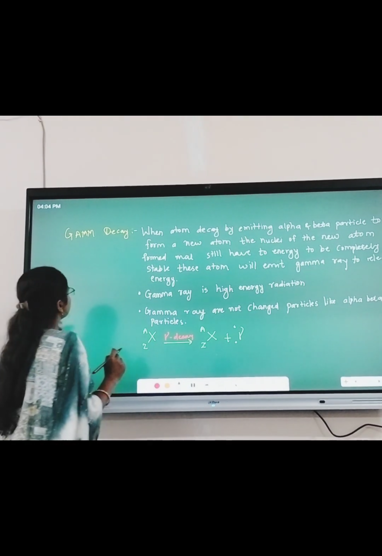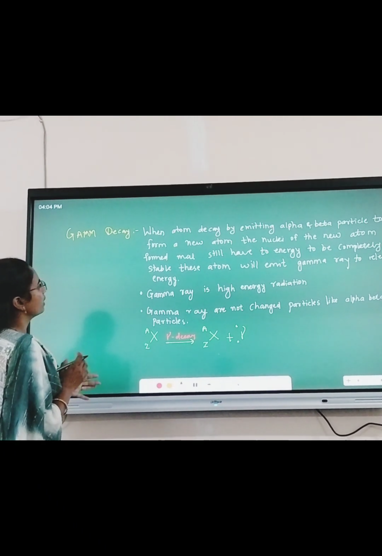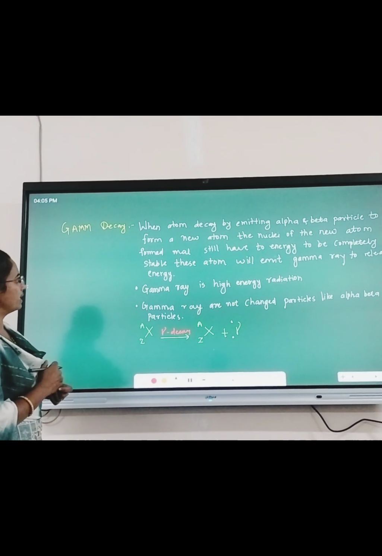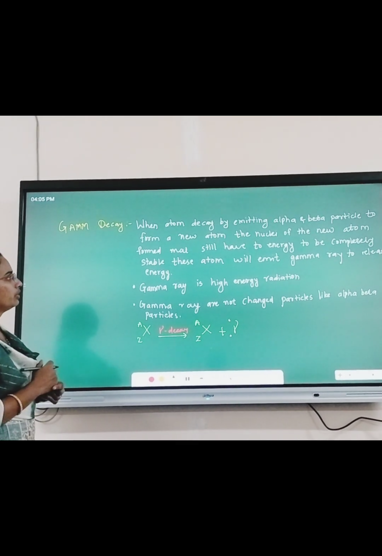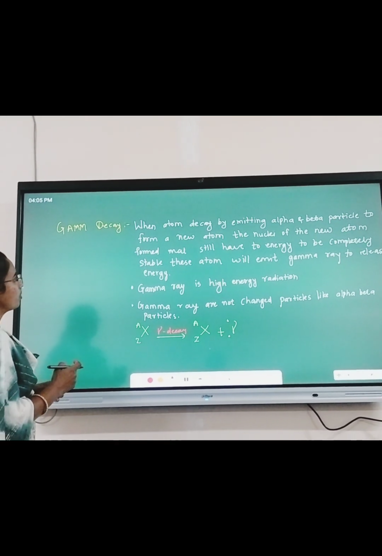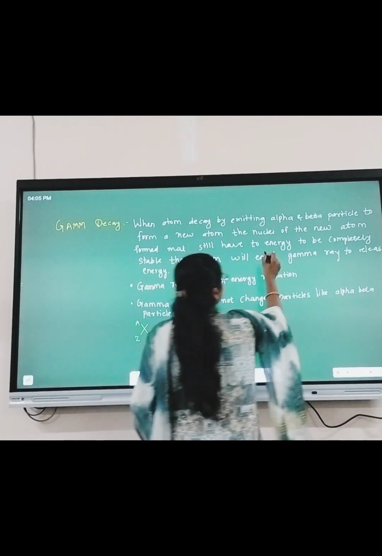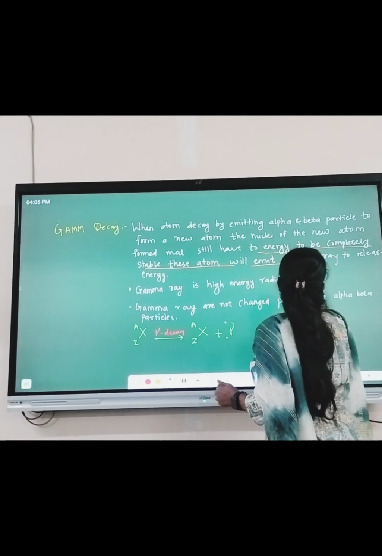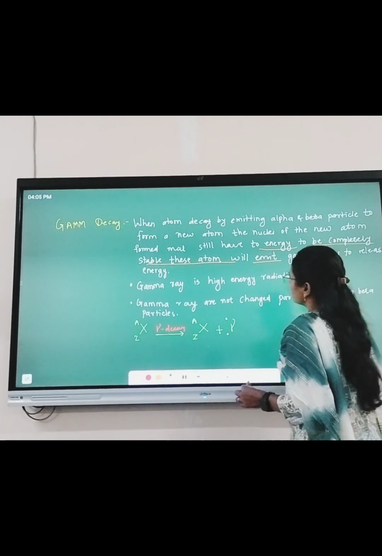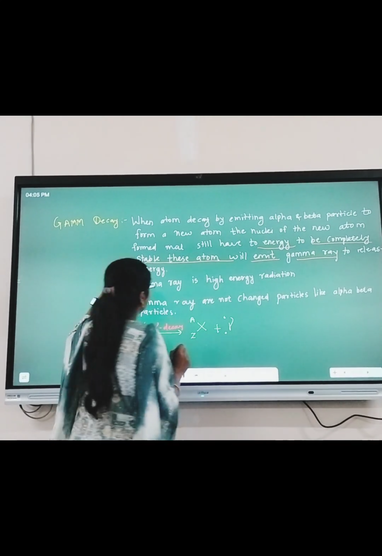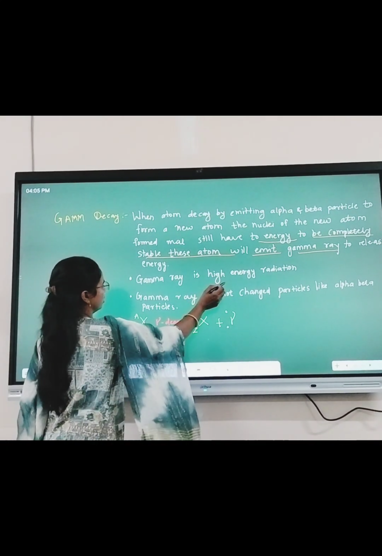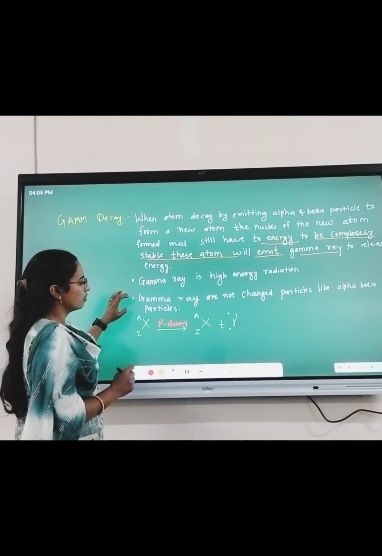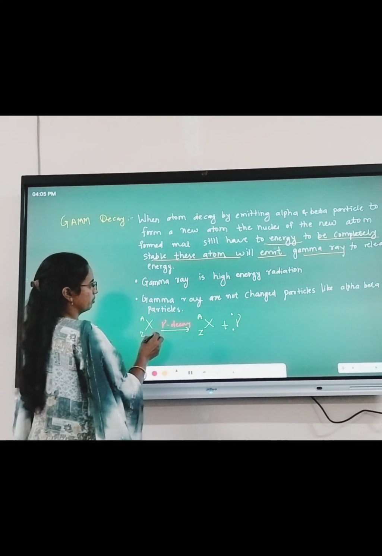Next and the last is the gamma decay. When an atom decays by emitting an alpha or beta particle to form a new atom, the nucleus of the new atom formed may still have too much energy to be completely stable. This atom will emit a gamma ray to release energy. Gamma ray is high energy radiation, and gamma rays are not charged particles like alpha and beta particles.